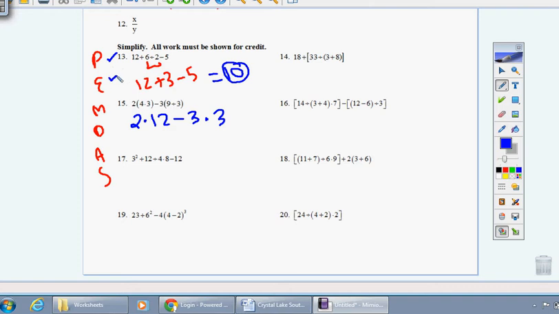I don't have any exponents. I do have multiplication left to do now. So 2 times 12 would give me 24. And 3 times 3 is going to give me 9. So it's going to be 24 minus 9. And that's going to give me an answer of 15.